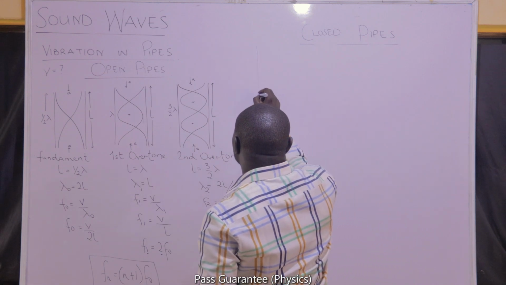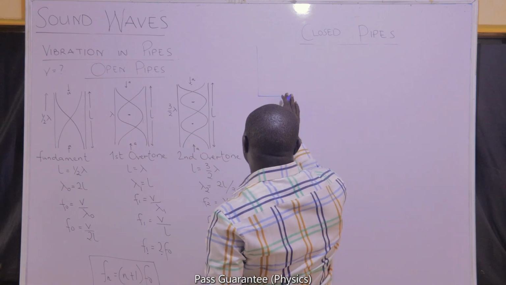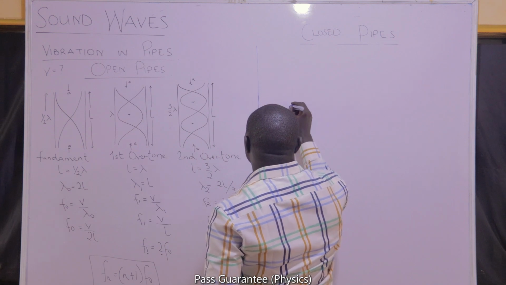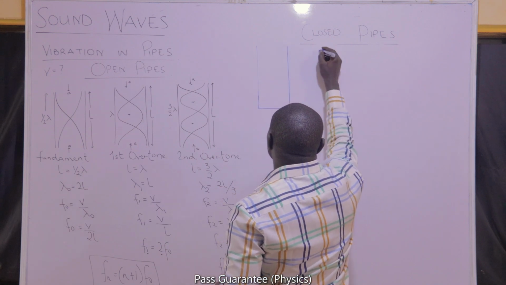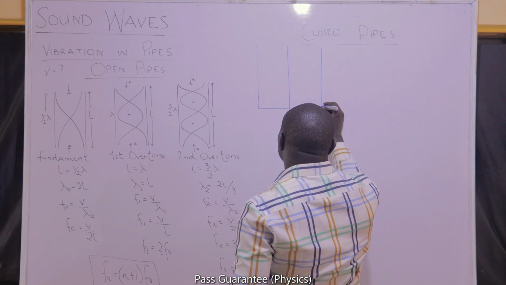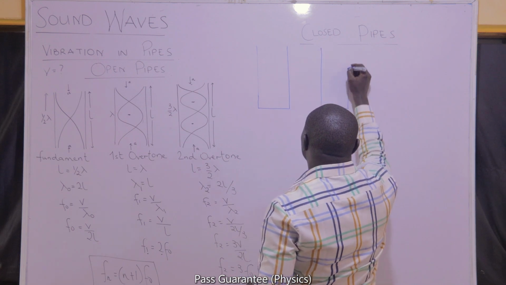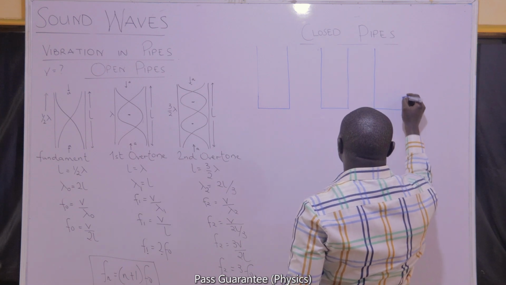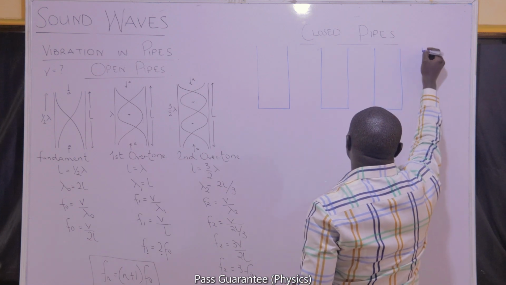For closed pipes, they are fairly structurally different from the other two, in the sense that we are going to get values that are different from what we have been getting before. I want you to listen and listen attentively.